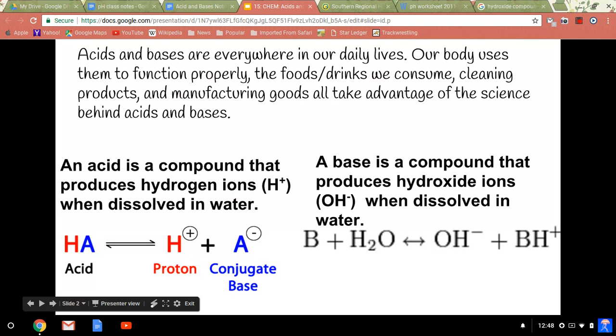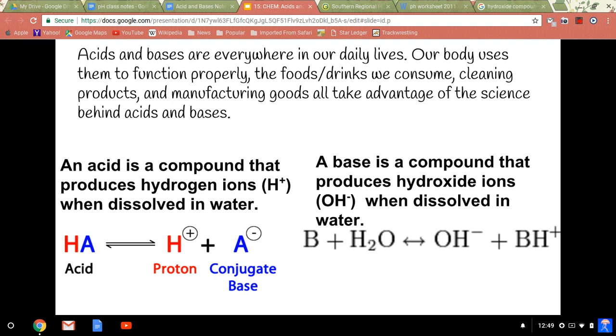All right, so first things first, we need to get our definitions of an acid and a base. So an acid is a compound that produces hydrogen ions, so H pluses, positively charged, because they have that one proton, when dissolved in water. So when you put an acid in water, it's going to give up those H plus ions.